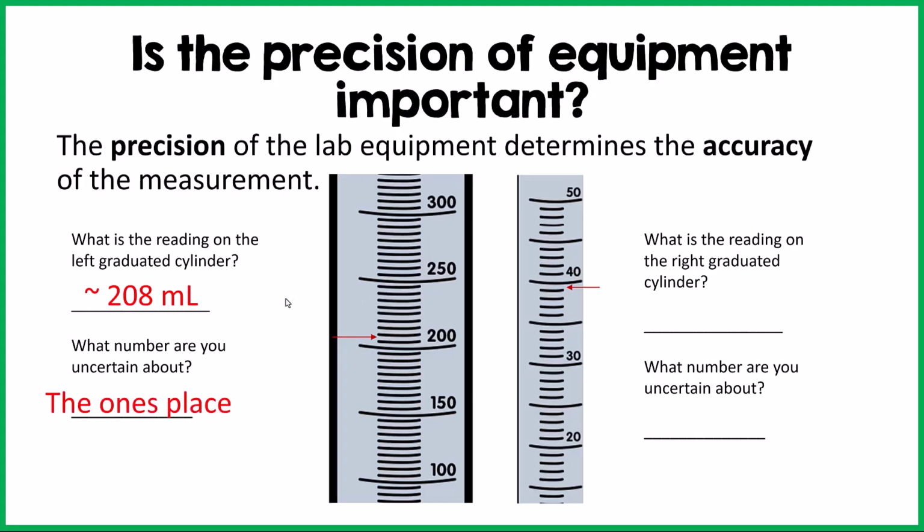What number are we uncertain about, though? That would be the ones place. So we're not exactly sure if that's 208. It could be 207. It could be 206. It could be 209. We're not sure about that ones place.